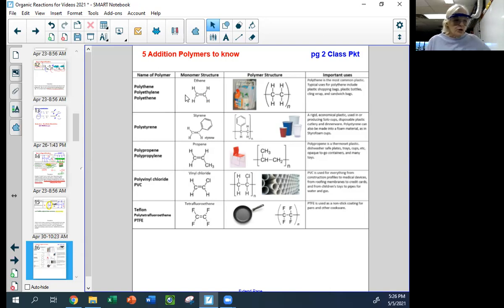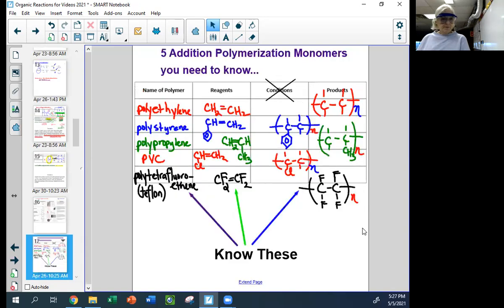When they bond together, notice that the double bond disappears because you've broken it to be able to connect all of the monomers together. And those 5 polymers are polyethylene, polystyrene, polypropylene, PVC, and Teflon. You can read about their uses, but these are 5 reactions you need to recognize both with words and to be able to write chemically.